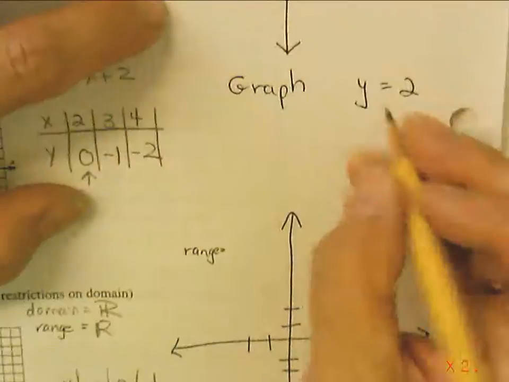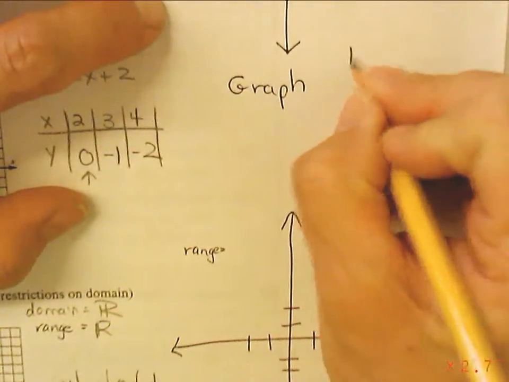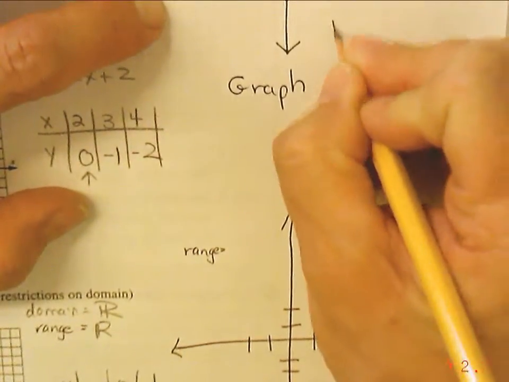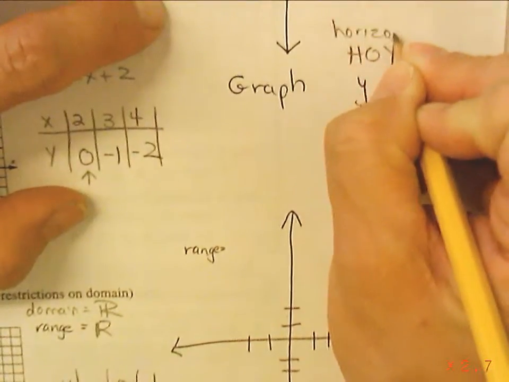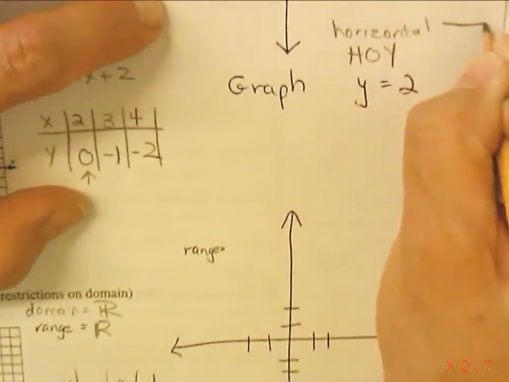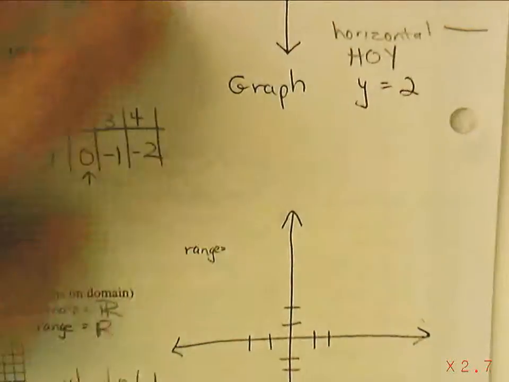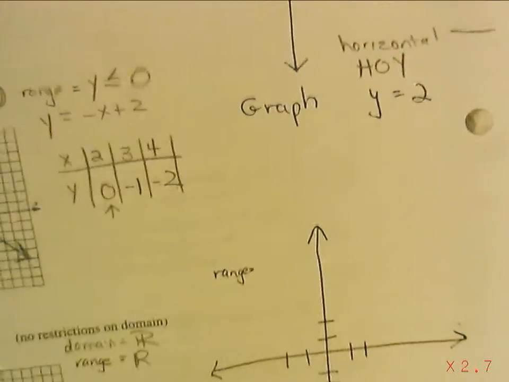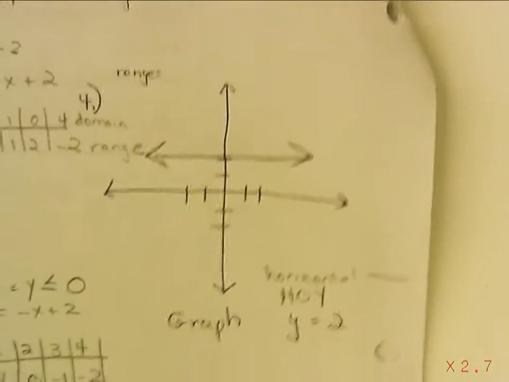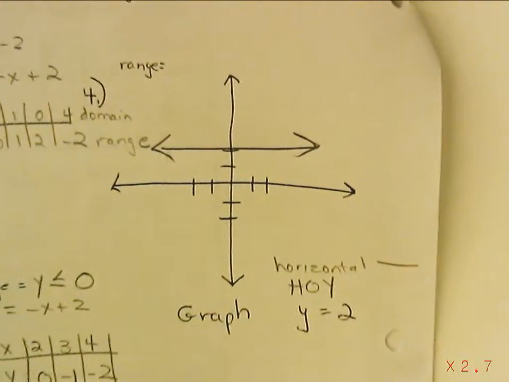Okay, so welcome back. So for y equals 2, that's a hoy, which means it's horizontal. And horizontal, like the horizon, looks like that. So I go up to where y equals 2, and I'm done graphing. It would help if I showed it. There we go. y equals 2.